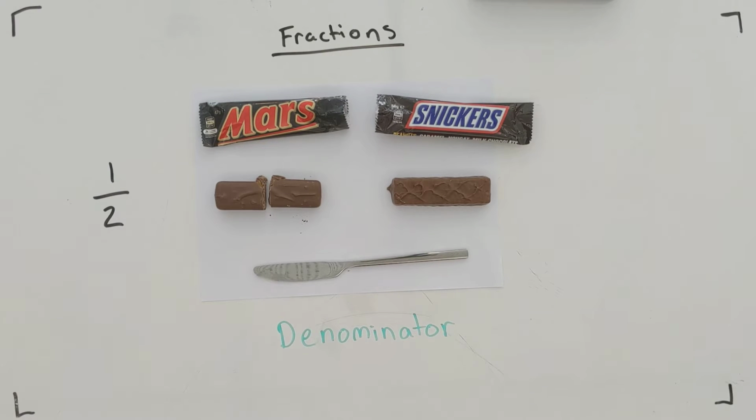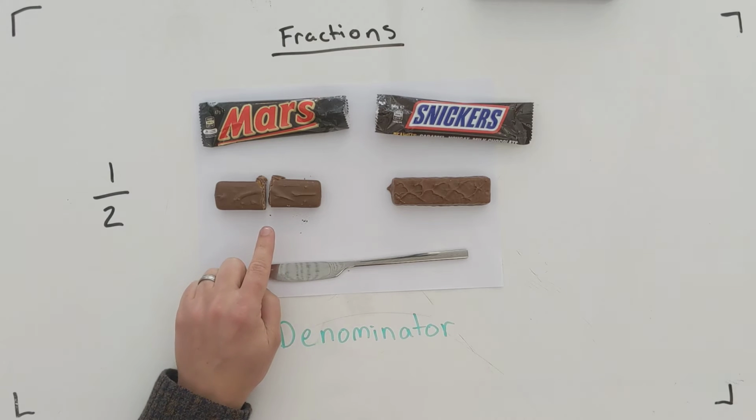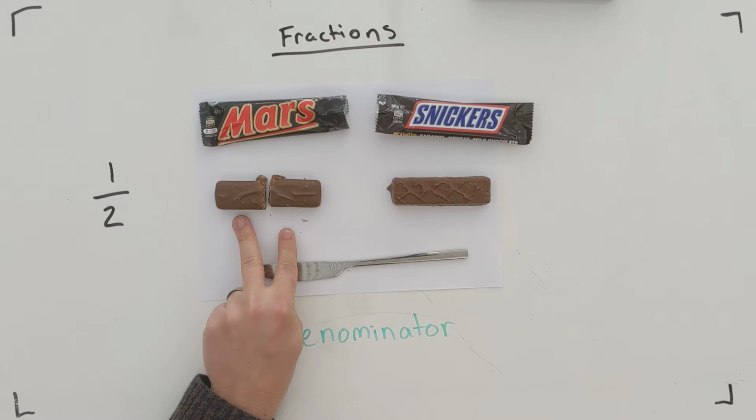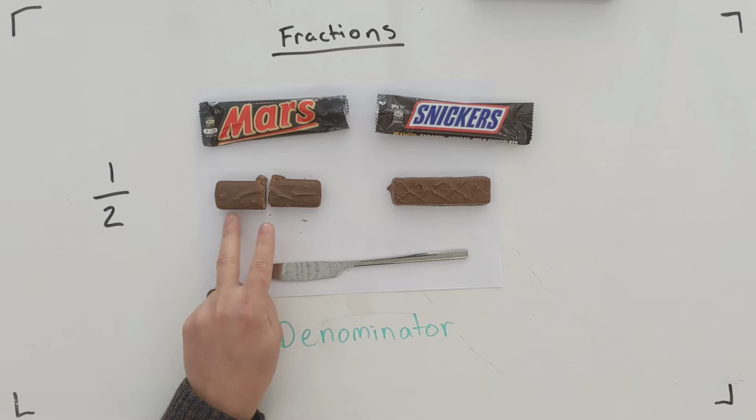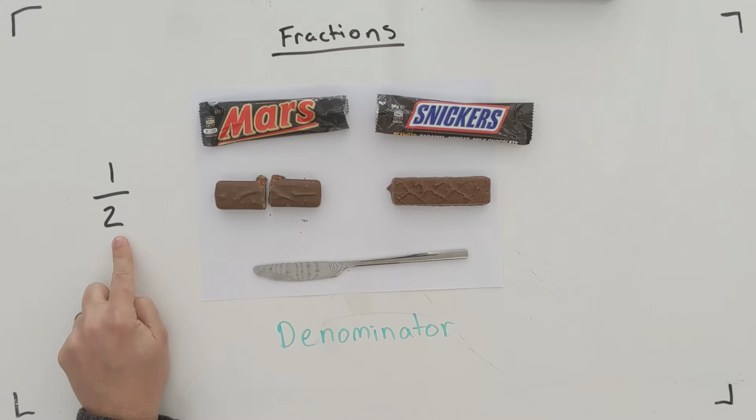Hey mathematicians, let's talk some more about fractions and specifically denominators. You would know that the denominator is the number on the bottom of the fraction. It tells us how many of the equal parts make up one whole. In this case with the Mars bar, we can see that there are two equal parts that make up one whole Mars bar. And that's why there is a 2 as the denominator there.